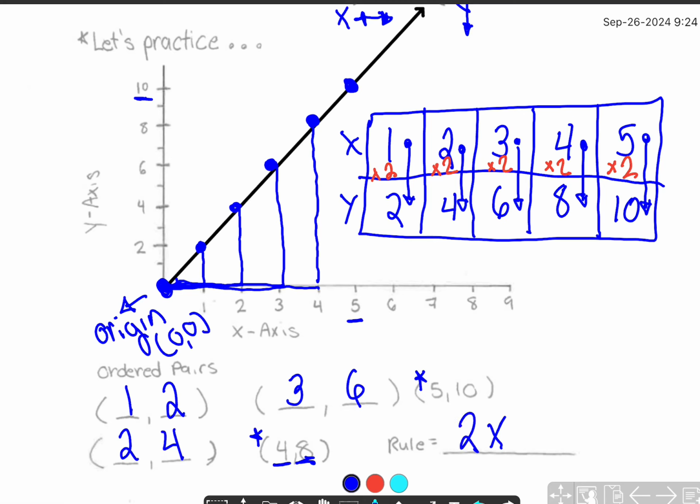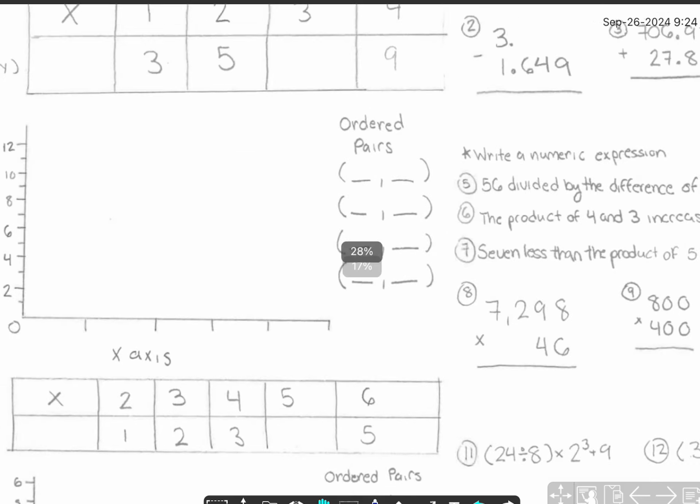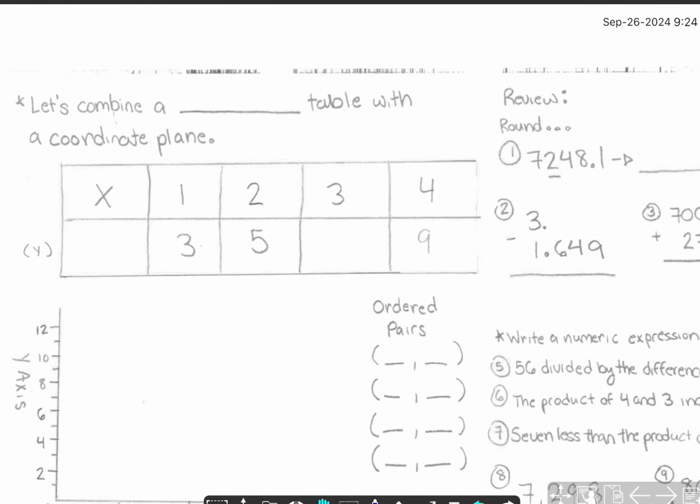So that's my rule. And what we're going to do is combine what we learned yesterday and what we learned today, and we're going to have a function table with a coordinate plane on top of it, kind of. So let's combine what we've been talking about for the past couple days, a function table with a coordinate plane. So first one we've got to figure out is we have a rule box down here.